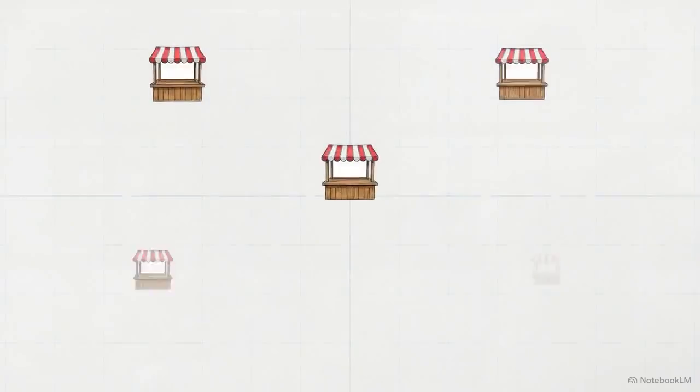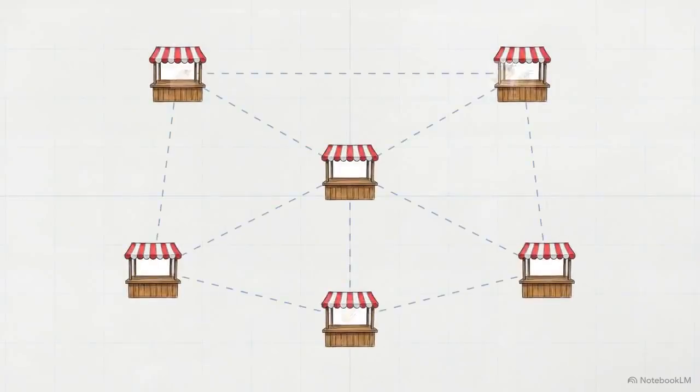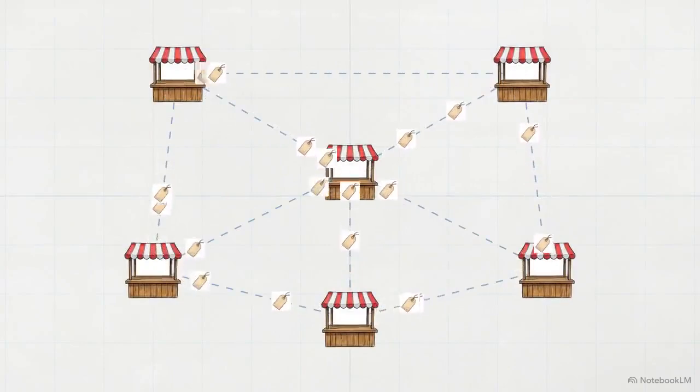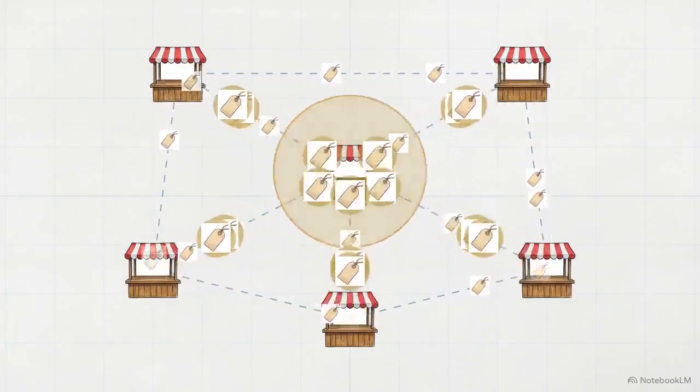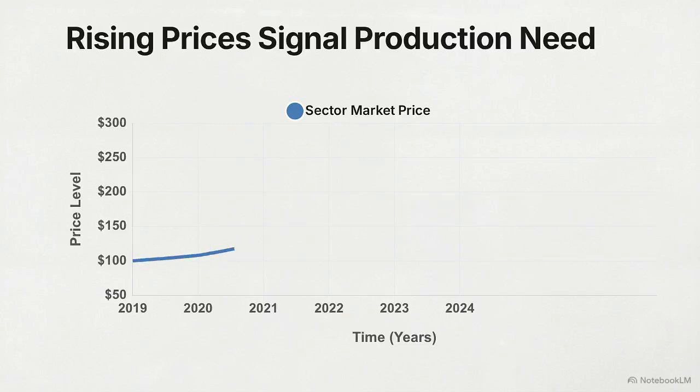Beyond facilitating a single exchange, prices act as a communication network. They broadcast information to everyone in the economy about where resources are scarce. Look at this diagram linking a rising price trend to a green traffic light. While a high price tag is frustrating for a consumer, it sends a crucial command to producers. It signals that society needs more resources in that specific sector.